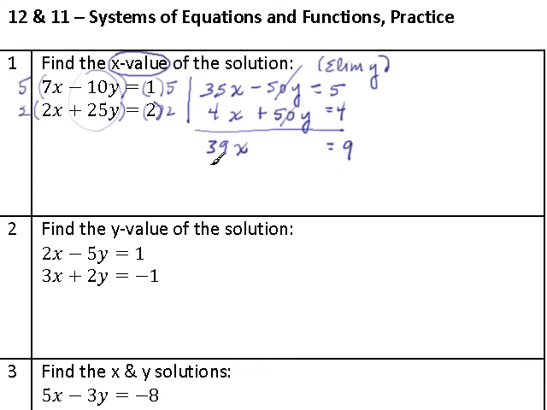And finally, just solve for x. Divide both sides by 39. And we have x is equal to 9 over 39. We won't find the y value because we were just asked to find the x value.